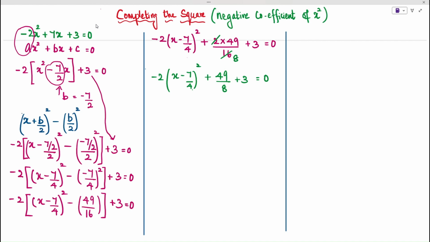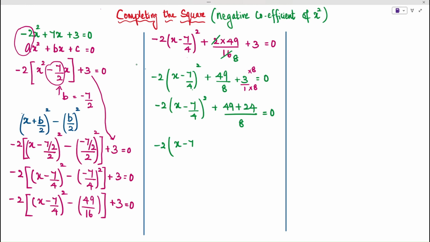And now we equate the denominators of the two fractions we have now by multiplying numerator and denominator by 8. And if we bring those two fractions together, we get minus 2 times x minus 7 over 4 the whole squared plus 49 plus 24 all over 8 is equal to 0. And so we are left with minus 2 times x minus 7 over 4 the whole squared plus 73 over 8 is equal to 0.